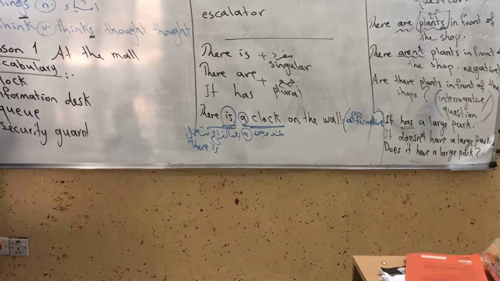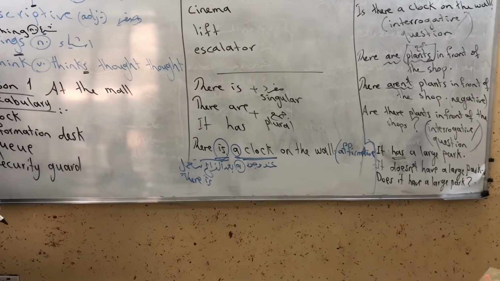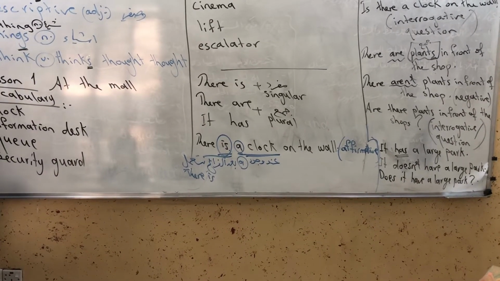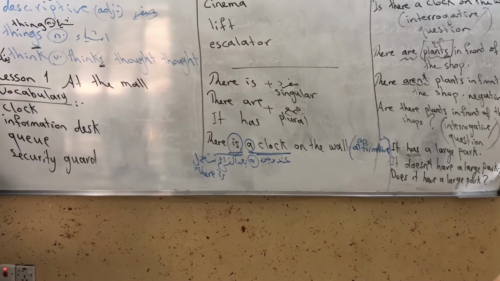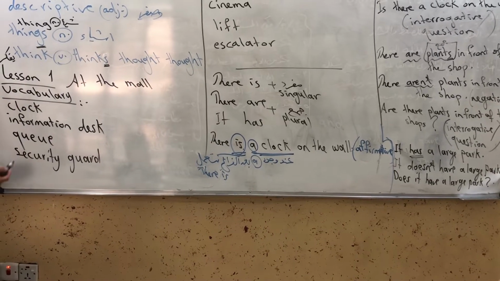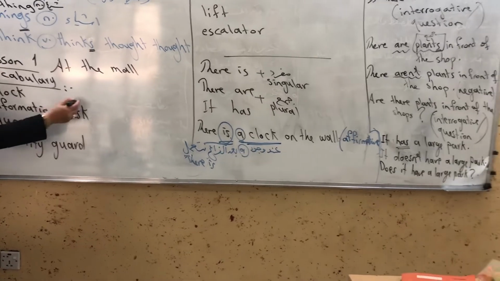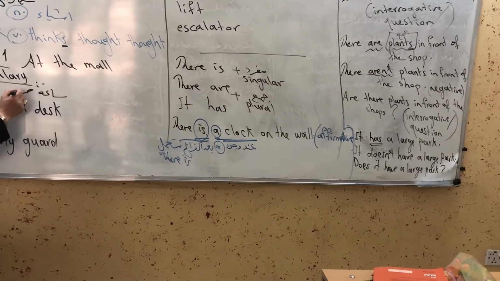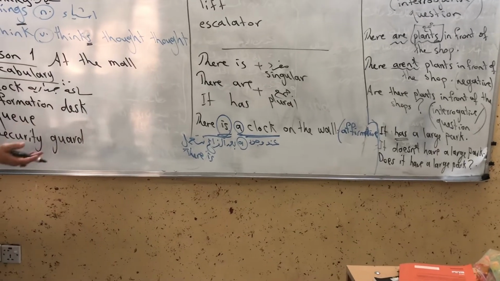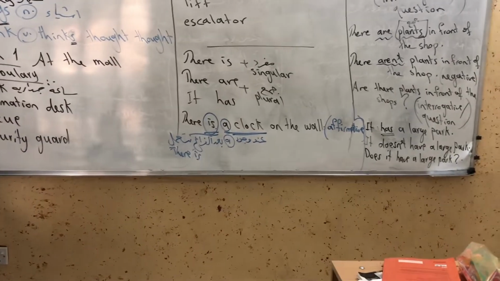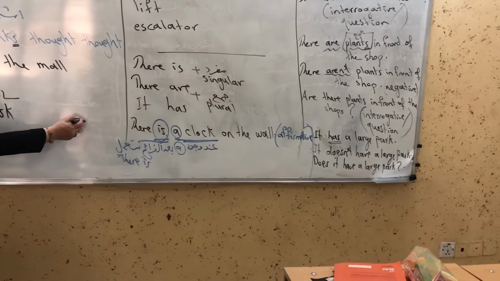Now lesson 1 we have add the more. كلكم تعرفون شنو معنى كلمة more. الفوكابولري، المفردات اللي موجودة بهذا اللسن هي clock بمعنى ساعة جدارية، clock ساعة جدارية أو ساعة الحائط. Information desk اللي هو مكتب المعلومات.